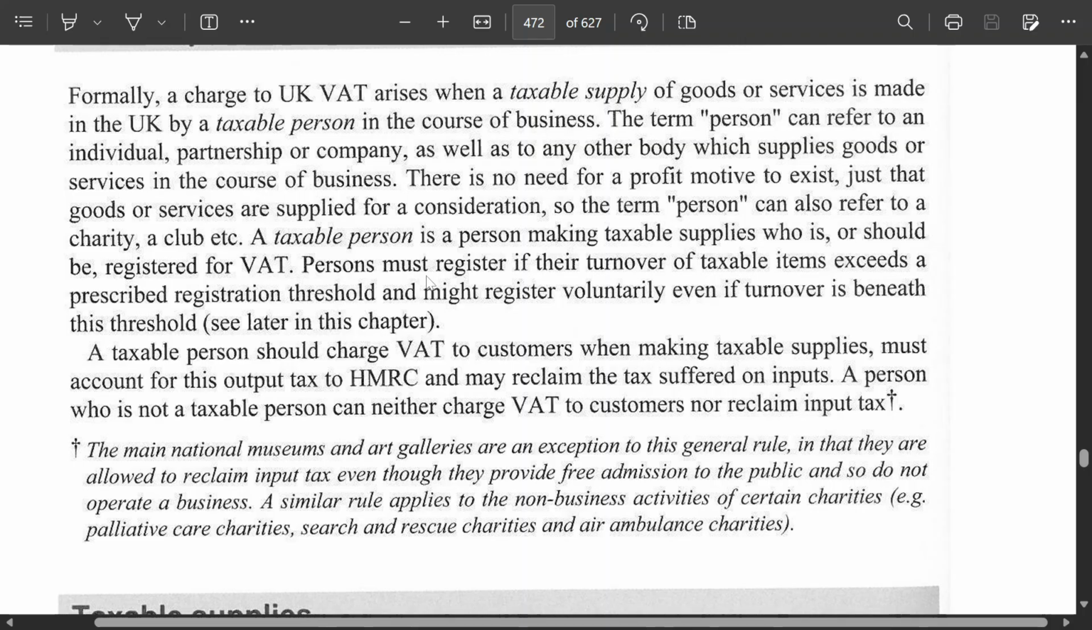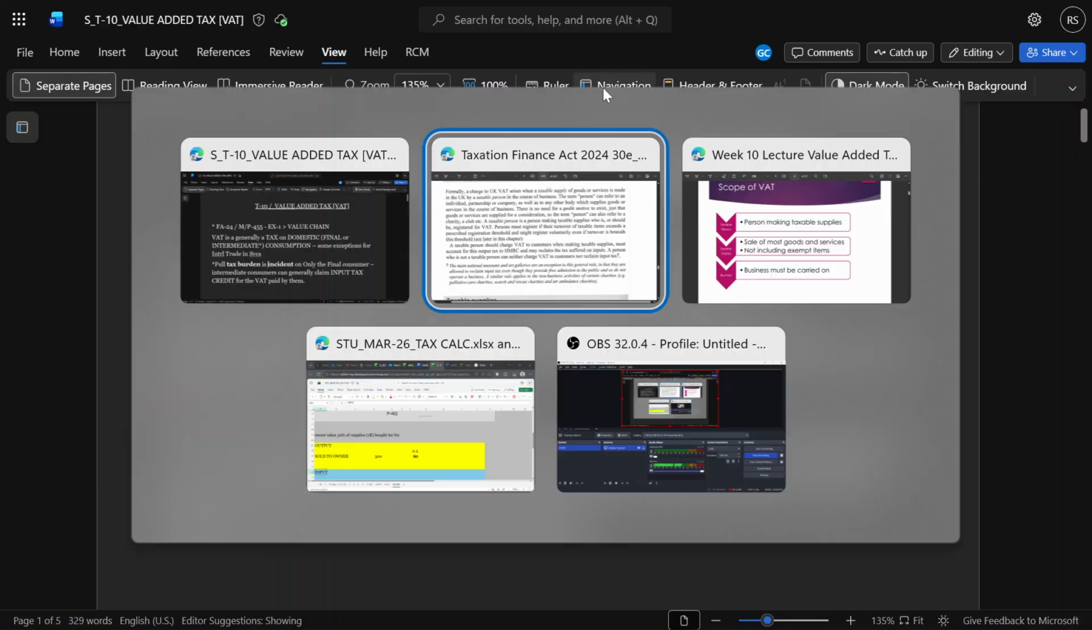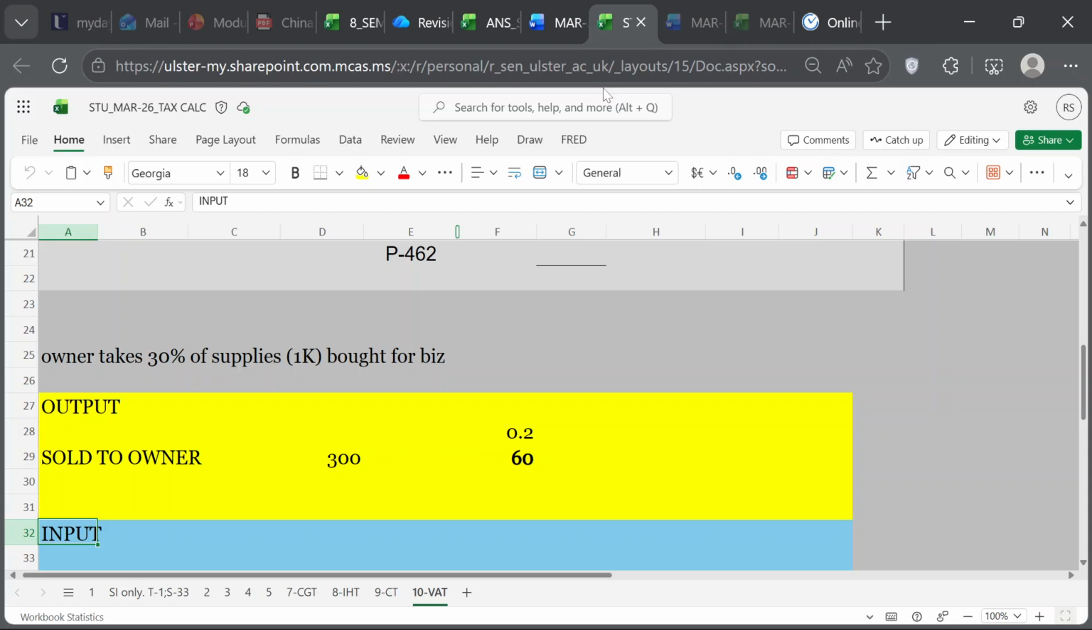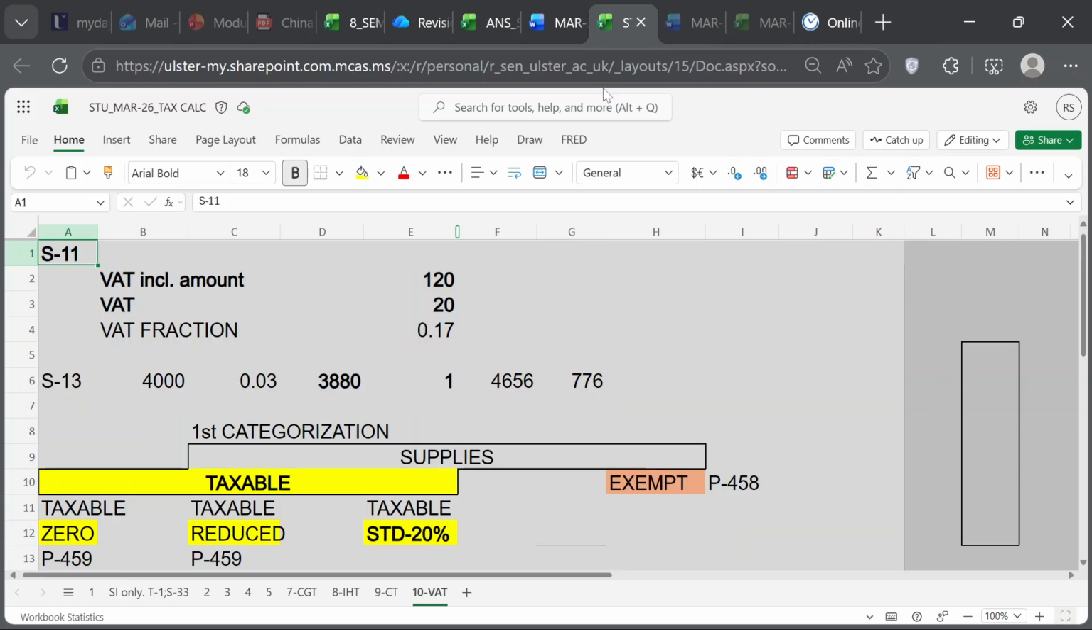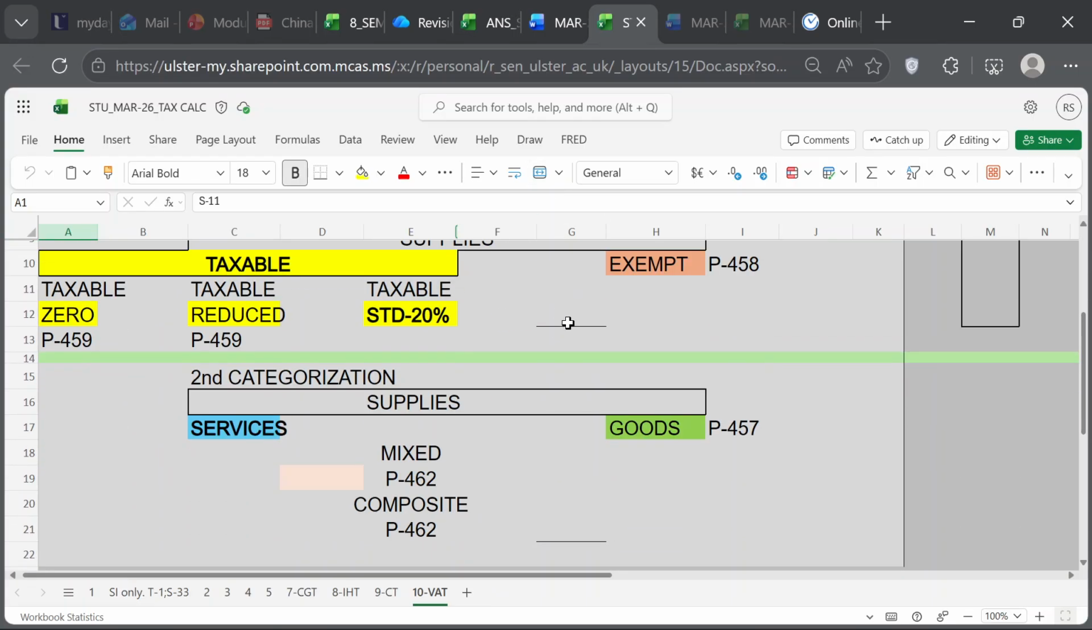That's a different type of exemption, but a taxable person is a person making taxable supplies, okay, who is or should be registered for VAT. And what is a taxable supply? Now here it's useful to refer to your calc file where I've tried to make this distinction clear.